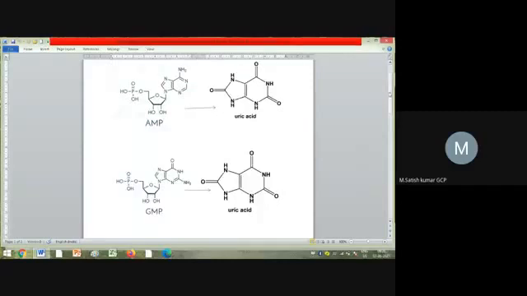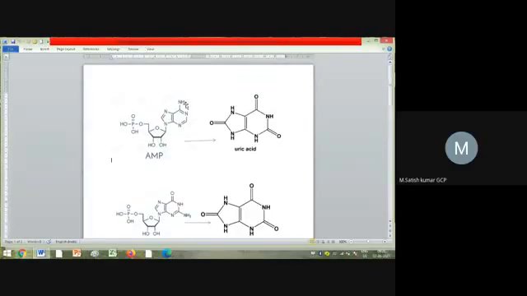So what is happening here? The amine group is separated from the adenosine monophosphate. This process is called the deamination process. This reaction is catalyzed by AMP deaminase. Now AMP gets converted into IMP. The amine group gets separated and the remaining portion is called IMP, inosine monophosphate. Inosine monophosphate doesn't have an amine group, because the amine group got separated in the first reaction.